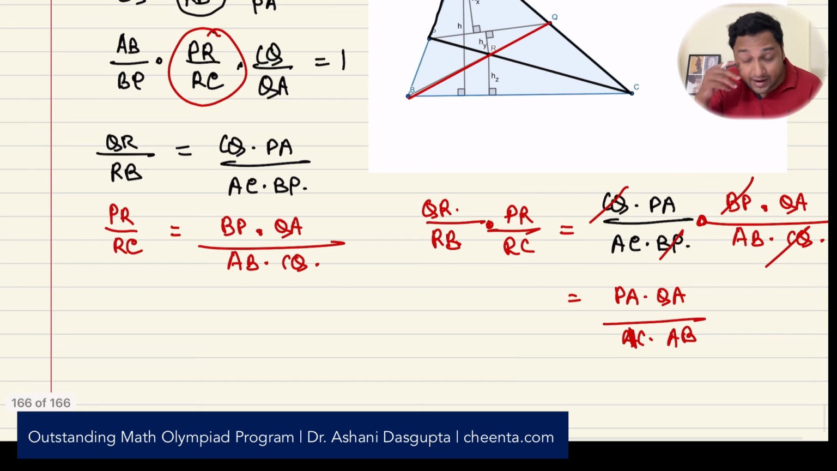Okay, so if you had trouble following some parts of the last calculation, it's a bit tedious, but you can pause the video and check again.